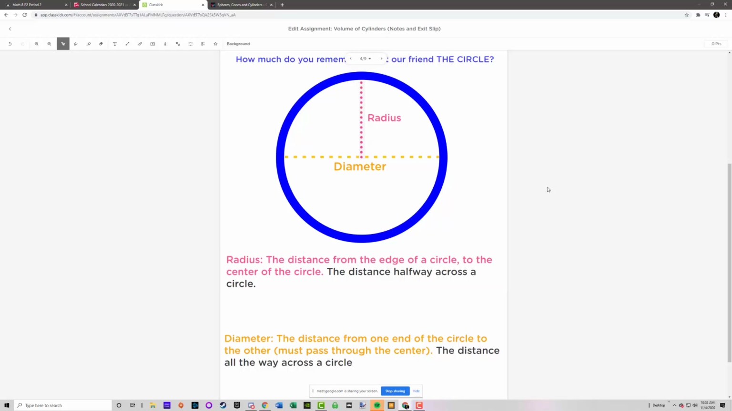So the radius is the distance halfway across the circle. The diameter is the distance all the way across the circle.